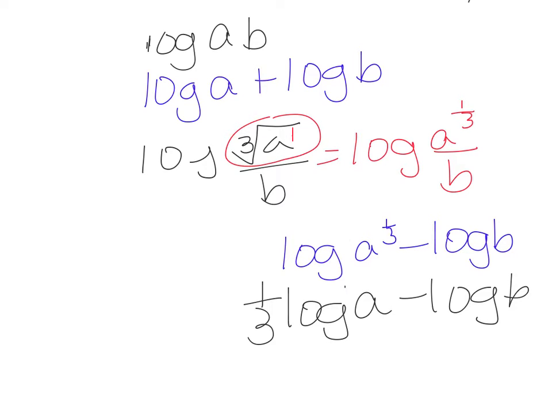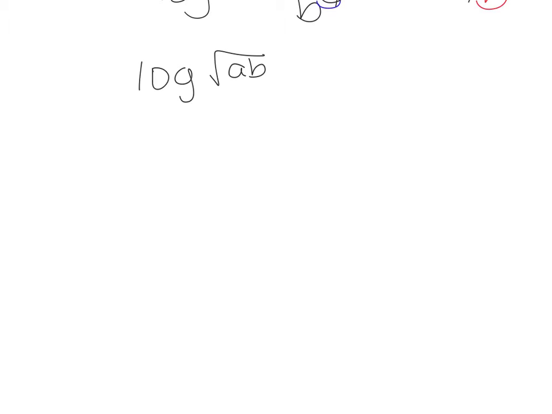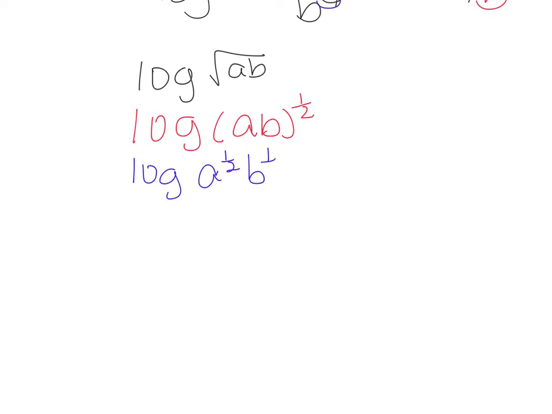Okay, and number 3. Number 3 is log the square root of AB, which is log, parentheses, AB to the 1/2 power. So the whole thing is under the radical. Radical is the square root symbol, so that's to the 1/2 power. So that is log A to the 1/2 power, B to the 1/2 power. So now we can separate them since it's multiplication with a plus. So it's log A to the 1/2 power plus log B to the 1/2 power.